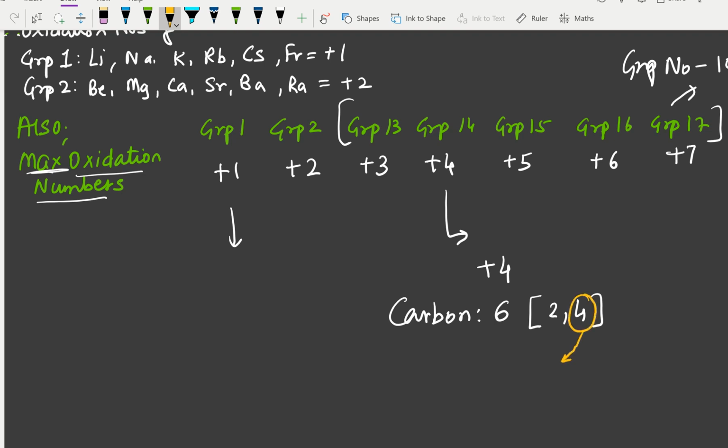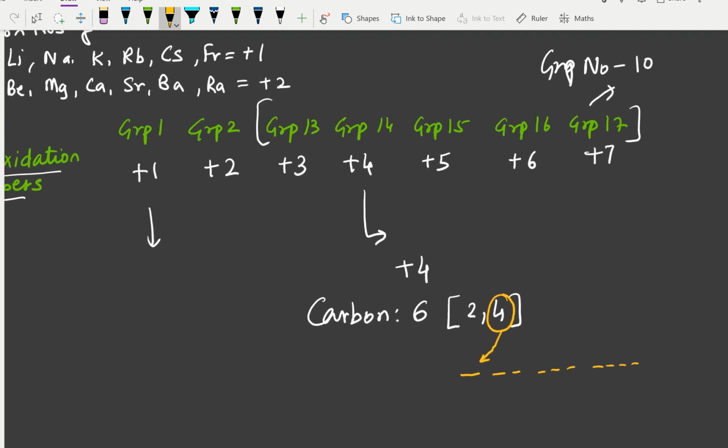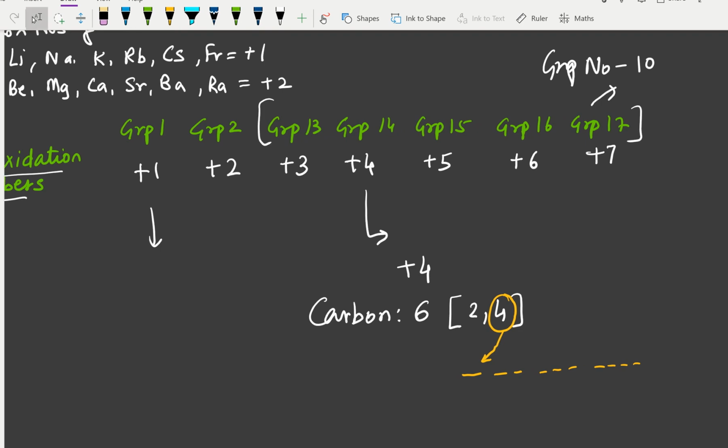So carbon can lose 1, can lose 2, can lose 3, or can lose all its 4 electrons. It's still fine. But can it lose beyond 4 electrons? If at all, I'm talking about losing. No. It cannot lose more than 4, because there are only 4 electrons in the outermost orbit.